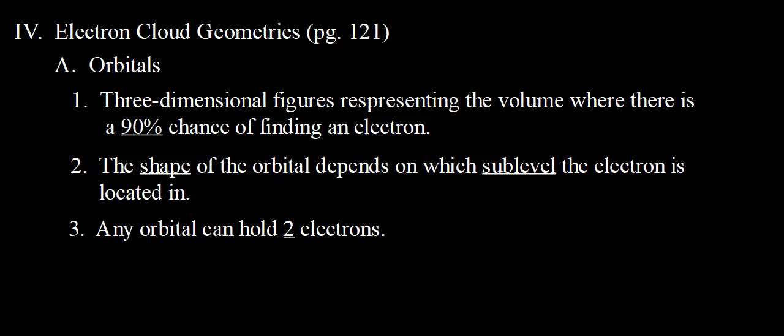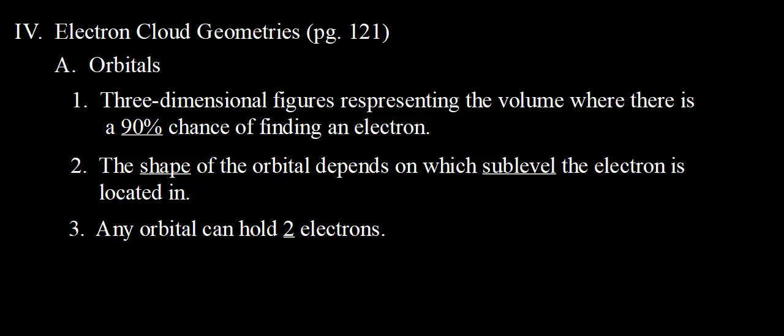Within each sublevel, we have these things called orbitals. So an orbital represents the three-dimensional figure of the volume where there's a 90% chance of finding an electron. Essentially, an orbital is the space outside of the nucleus where you are likely to find an electron. And so the electrons are moving around outside of the nucleus, and their path traces out a particular shape.